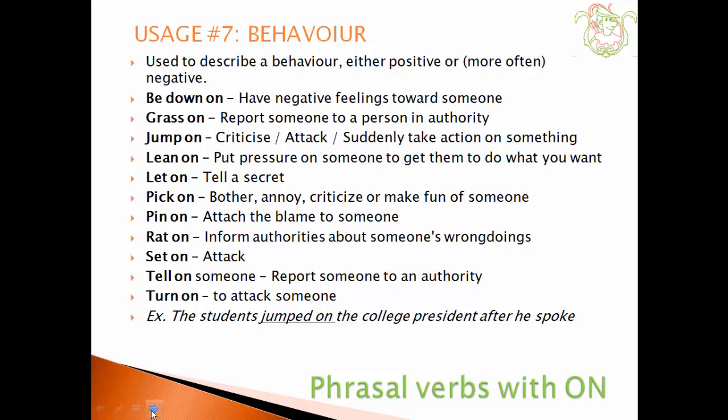Usage 7 is to describe behaviour, either positive or more often negative. Be down on, for example, is to have negative feelings towards someone. It's not fair of the boss to be so down on a new employee. Grass on, report someone to a person in authority. Dan grassed on them to the local police. Jump on, criticize, attack, or suddenly take action on something. The students jumped on the college president after he spoke.